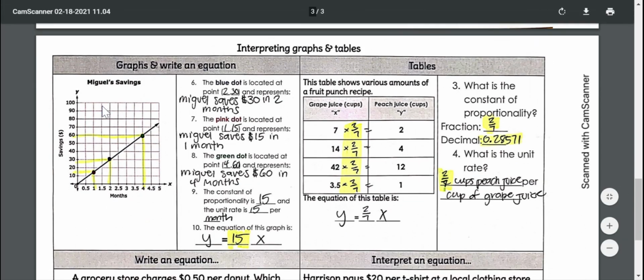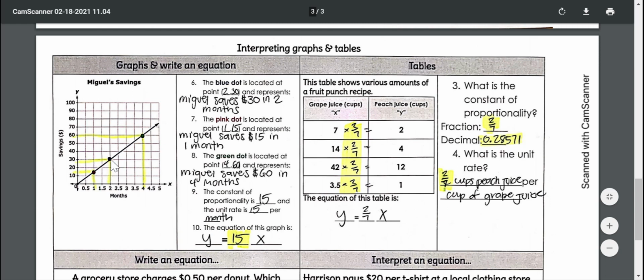Okay, for the last page, we're going to first look at graphing and writing an equation. So here we've been given a graph. The colors aren't showing up super well, but I can just kind of point to what we did for each one. First says the blue dot is located at the point 2, 30. This is the blue dot that I'm pointing at. X is 2, Y is 30. Make sure that X comes first in the coordinate, then Y.